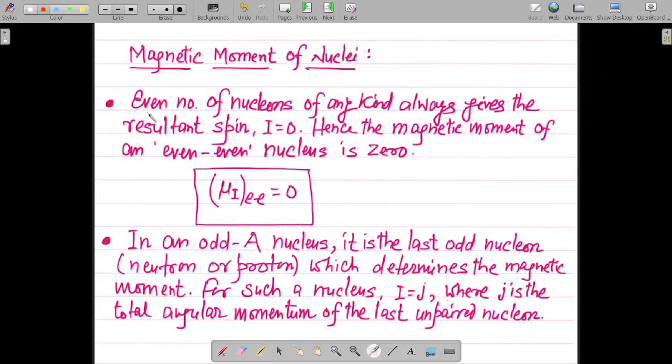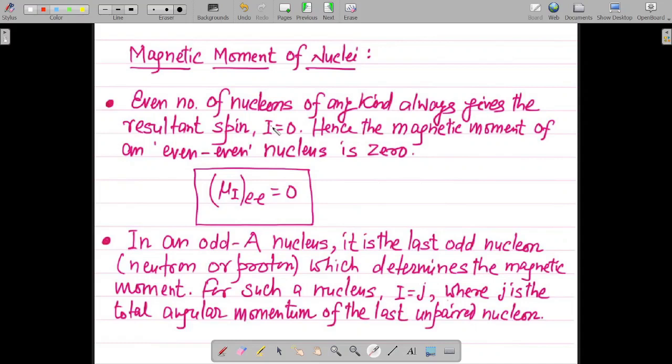An even number of nucleons of any kind always gives the resultant spin I equal to 0. We have already learnt that if the number of protons is even and the number of neutrons is even, then the resultant spin I is equal to 0 in that case.